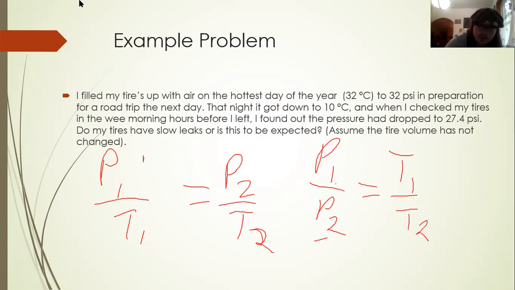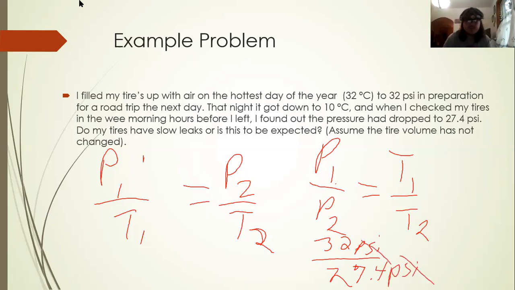And so you get 32 psi over 27.4 psi, and psi over psi cancel themselves out. So the first ratio of 32 over 27.4 is 1.16. So if this is within spec, then this ratio of temperature to temperature should be 1.16.